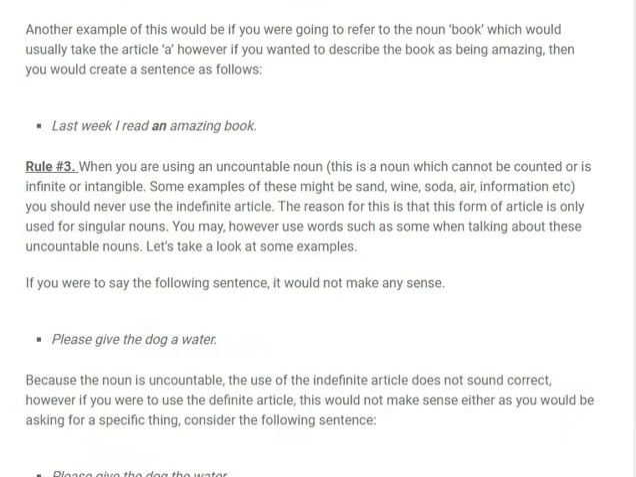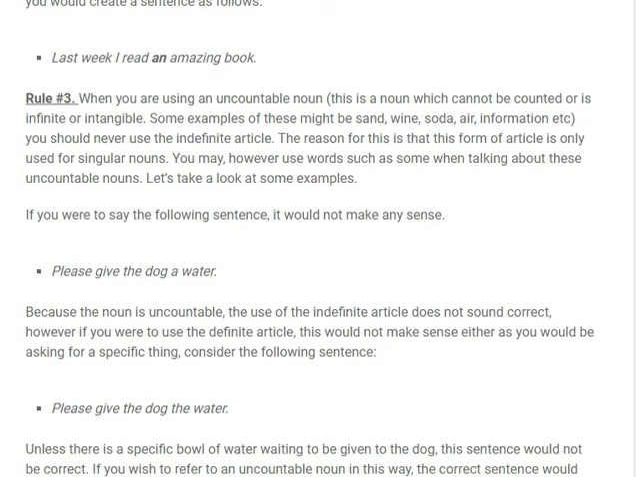Okay, so we go to rule number 3. When you are using an uncountable noun, this is a noun which cannot be counted or is infinite or intangible. Some examples of this might be sand, wine, soda, air, information, etc. You should never use the indefinite article. The reason for this is that this form of article is only used for singular nouns. You may, however, use words such as some when talking about these uncountable nouns.